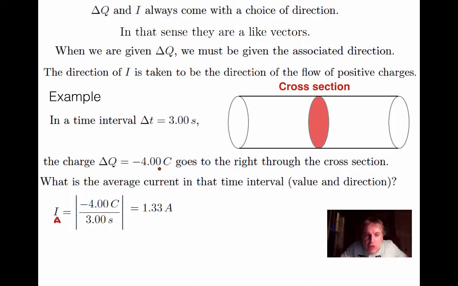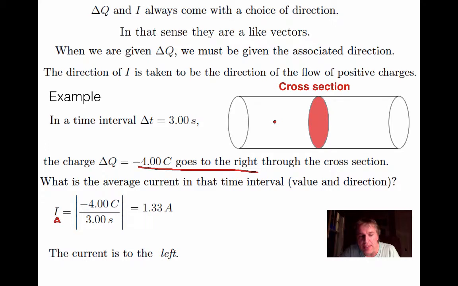We have to use the information that delta Q was minus 4 coulomb going to the right. Like we said, minus 4 coulomb going to the right is equivalent to having plus 4 coulomb going to the left. Because the current just follows the flow of those fictitious positive charges, the current has to go in the direction of the positive charges. So if you have plus 4 coulomb going to the left, it means that this average current is to the left. The final answer for this problem is that the average current is 1.33 amps to the left. Okay?